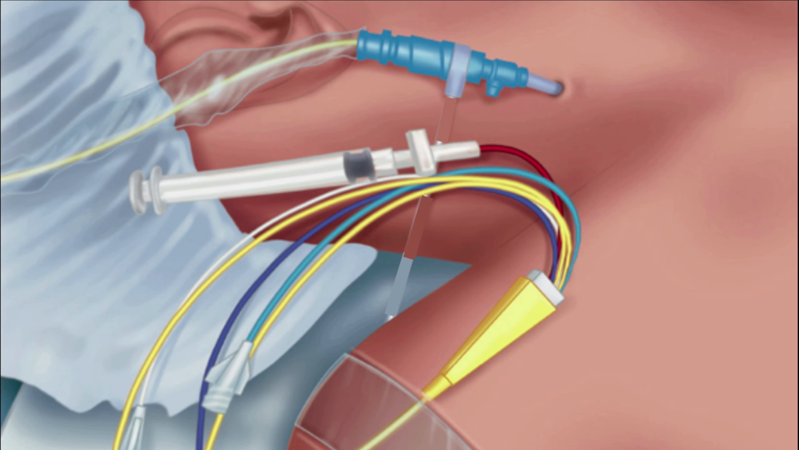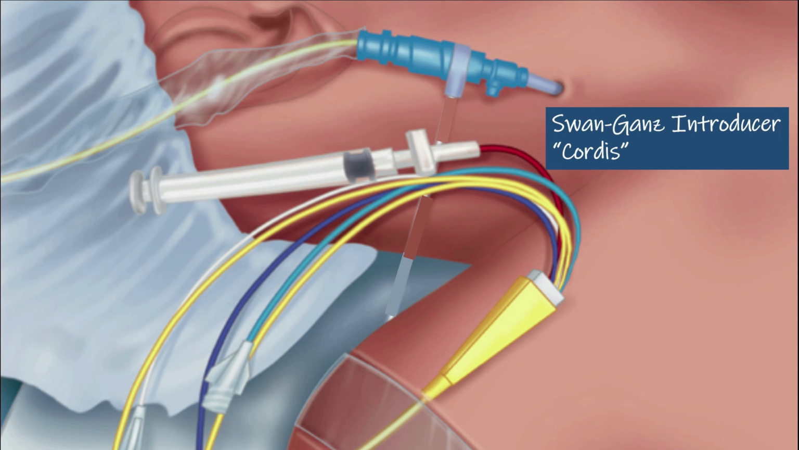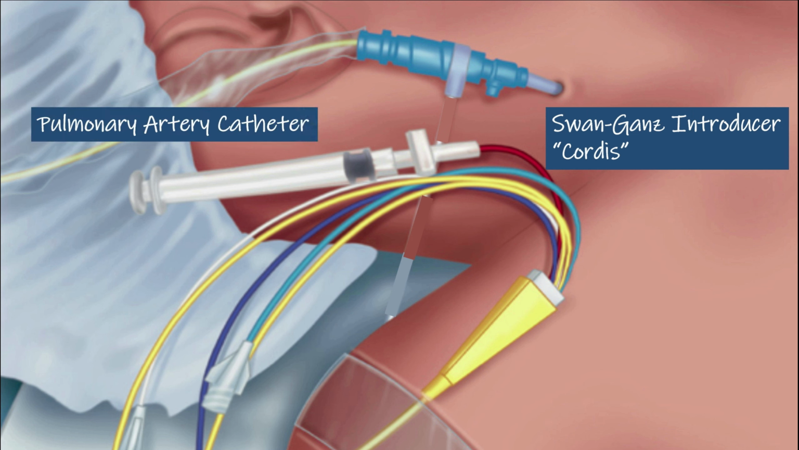Sometimes devices are inserted inside central lines. This is a Swan-Ganz catheter, and the introducer is placed into a central vein. It's sometimes called a Cordis or a Swan introducer, and then the catheter is threaded through it. These are big, long yellow catheters with at least one syringe attached to them and various different connections at the end.